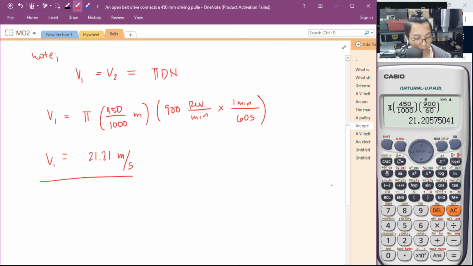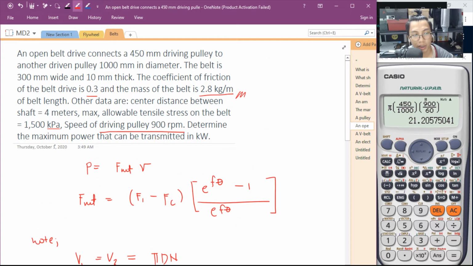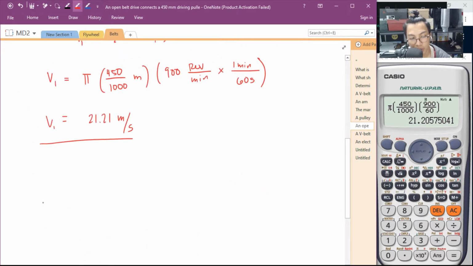Yung angle of contact. So, angle of contact, kailangan natin kasi dito. Ang hinahanap natin, that the maximum power dito. Kailangan natin si Fnet. Okay? Meron na tayo nito, si Fnet na lang para makuha natin si power. Meron tayong f, wala tayong theta for the driving pulley. So, theta for the driving pulley is equal to 180 degrees minus 2 sine. Bakit minus, sir? Kasi driving pulley, yung mas maliit. Diba? Ima-minus natin yung value nun. Ngayon, pag nag-add tayo, mas malaki na yung pulley na lalabas dyan.